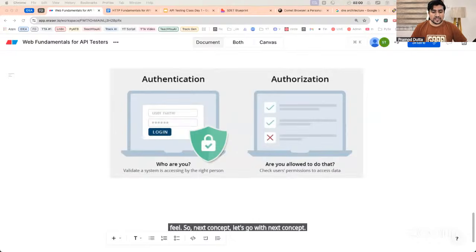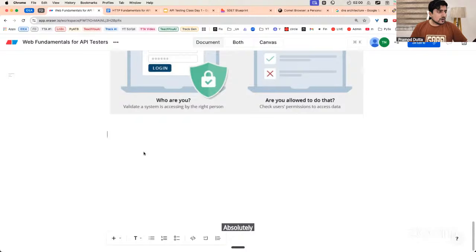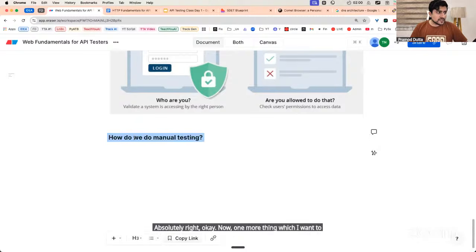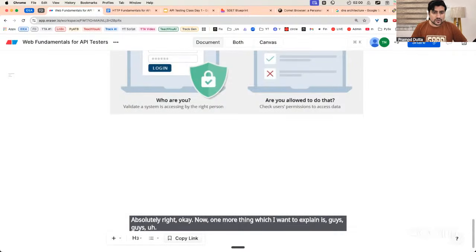Shall we go with the next concept? Yes or no, guys? Absolutely right. Okay, sure. Good. Now, one more thing which I want to explain, guys, is what is this? What do you mean by this? Okay. We'll go with the cookie mechanism.